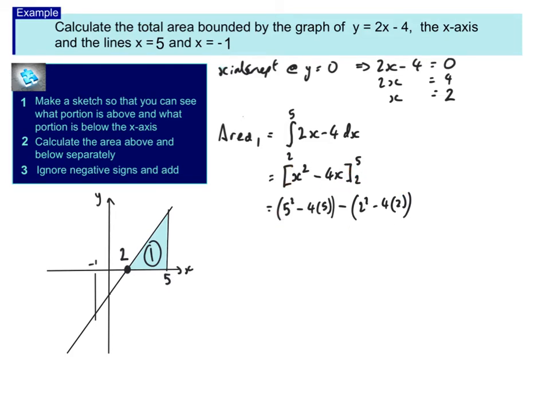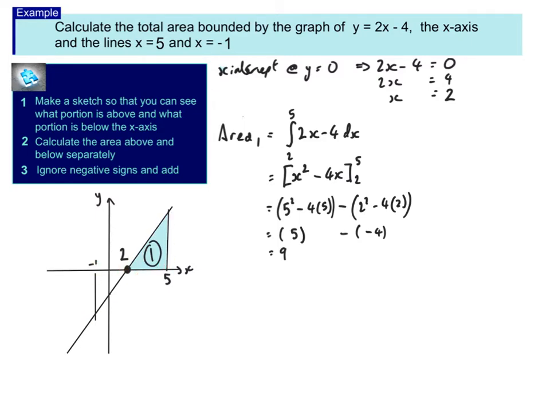I can work through this number work. First bracket, 25 minus 20 will give me 5, minus 4 minus 8 will give me negative 4. 5 minus negative 4 gives me positive 9. That is the first area.